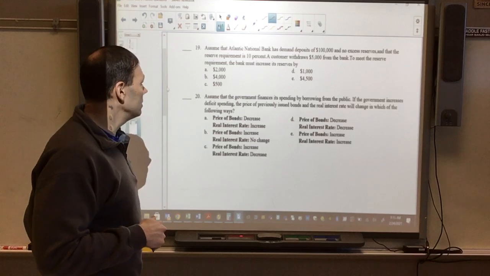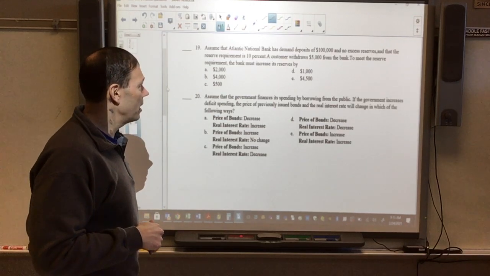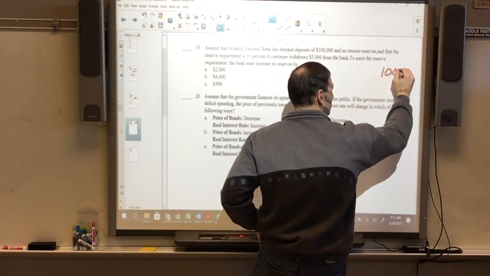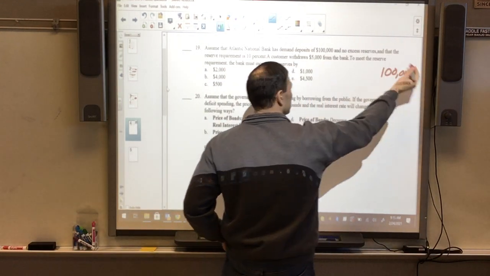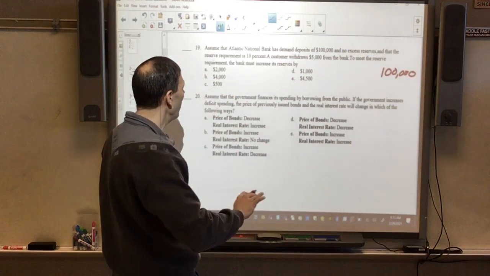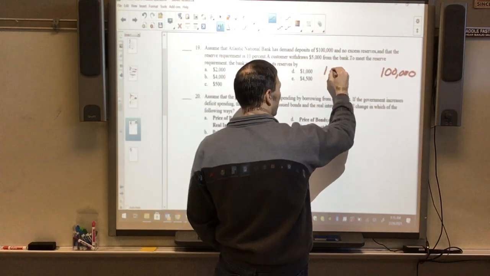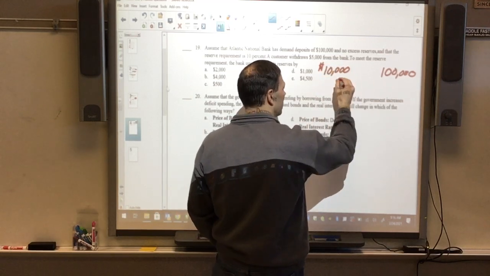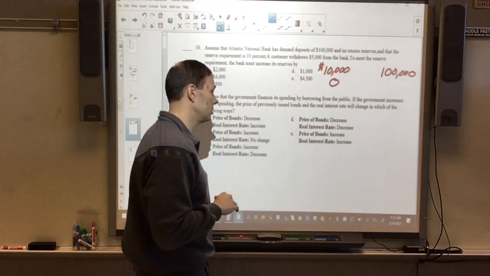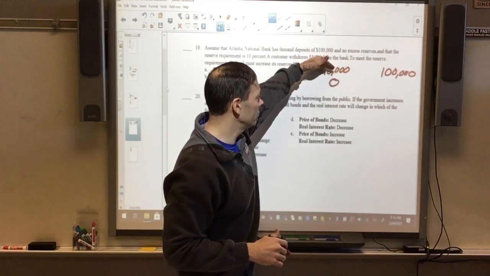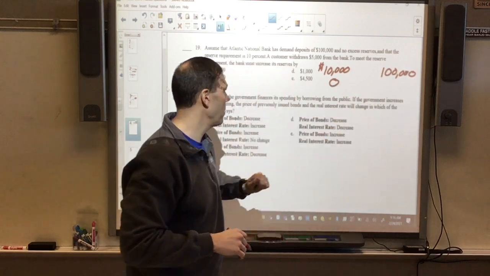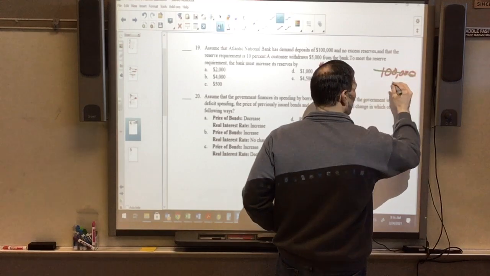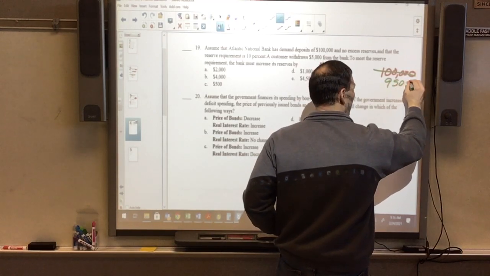Number 19, assume that Atlantic National Bank has $100,000 in demand deposits, no excess reserves. So they have $100,000 in their deposits on this side. They have no excess reserves. The reserve requirement is 10%, so they have to have $10,000 in required reserves, nothing in excess. So this is our required reserves, and these are our demand deposits. A customer comes along and says, I want $5,000 of my money. So this now goes to $95,000.